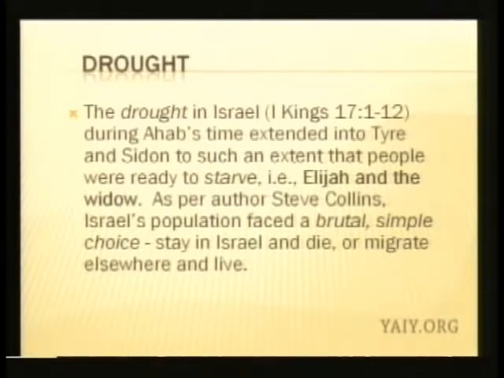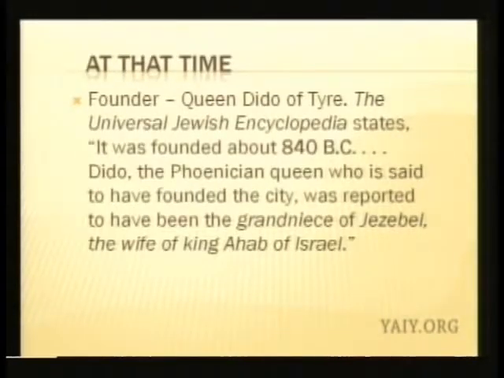Let's consider Carthage and its Israelite origin. Carthage is located directly west of the land of Israel in modern-day Tunisia. You remember the drought in Israel during the time of Ahab, and it extended into Tyre and Sidon to such an extent that the people were ready to starve. Elijah and the widow, you remember that story? As per author Steve Collins, Israel's population faced a brutal, simple choice. Hey, we can stay in Israel and die, or we can migrate elsewhere and live. At that time, Carthage was founded, and there's evidence that Queen Dido of Tyre was the head of the group that founded that.